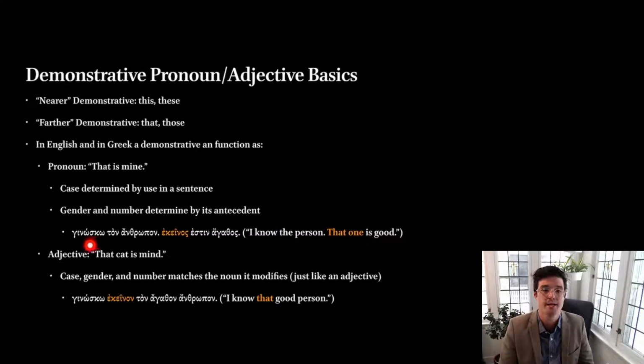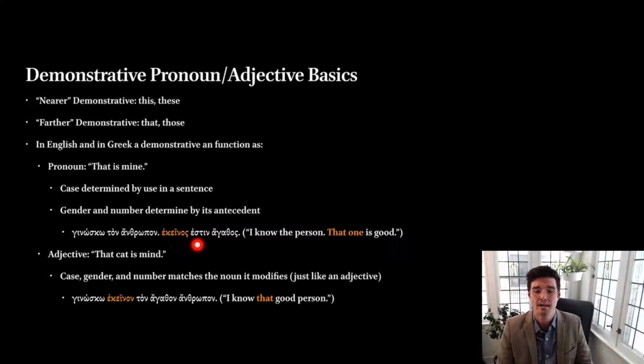So here I give you a Greek example. Ginōskō ton anthrōpon. I know the human. Ekeinos estin agathos. That one is good. This is our farther demonstrative, and if you look at this -os ending, because you know your noun endings so well, you probably can guess, even though you haven't seen the forms of the demonstrative yet, that this is what case? Yes, absolutely correct. This is in the nominative case, even though it's referring back to the man or the human, which is in the accusative case here. It's changed to the nominative case because it's the subject of the to-be verb estin.